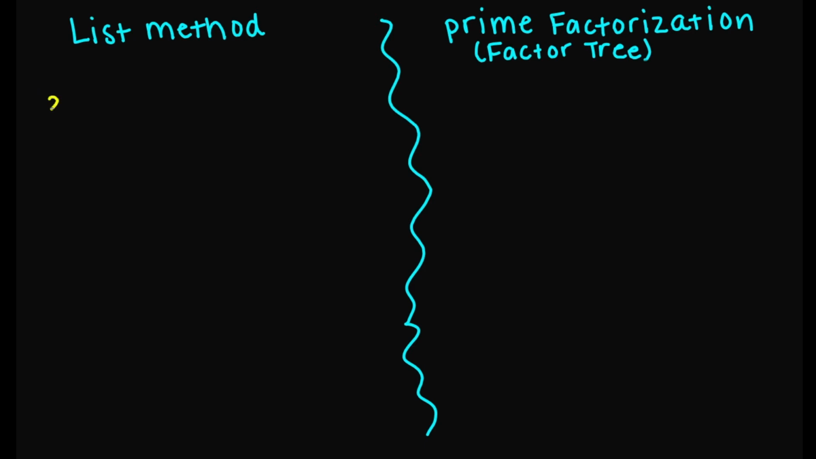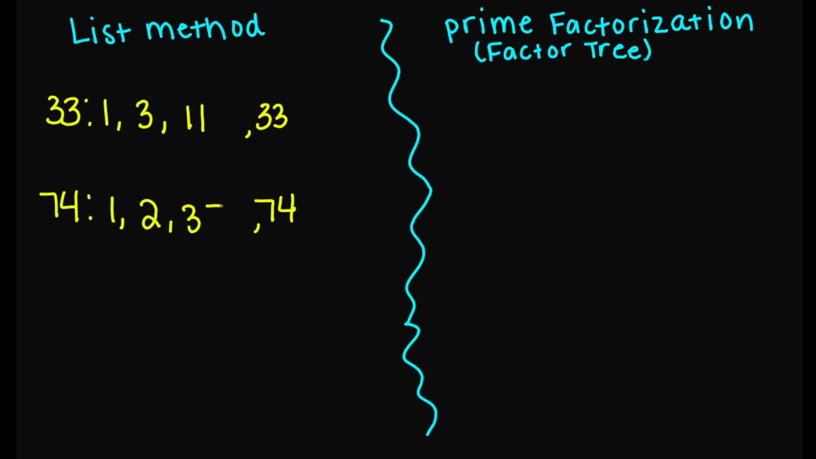All right, let's try 33 and 74. So a common factor we have is 1 times 33. That's going to give us 33. And then you have 3 times 11. And multiplied together, that's also going to give us 33. For 74, we have 1 times 74. And then we have 2 times 37. The largest factor that both of these numbers share is going to be the number 1. So in this example, your GCF is 1.